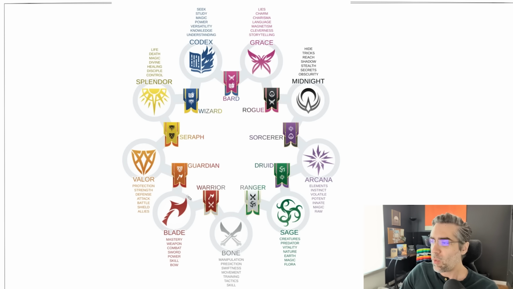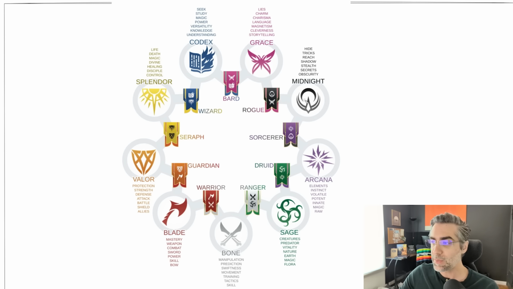For example, what is Blade and Codex? Maybe like a spell sword sort of class. Or what is, I don't know, Splendor and Midnight? Is that like a death cleric or a necromancer? We can start to imagine, and this opens the door for homebrewing and game designers to add to this lexicon of classes.